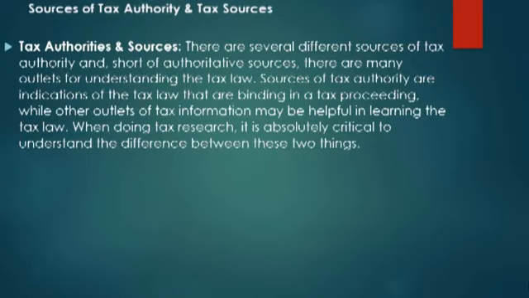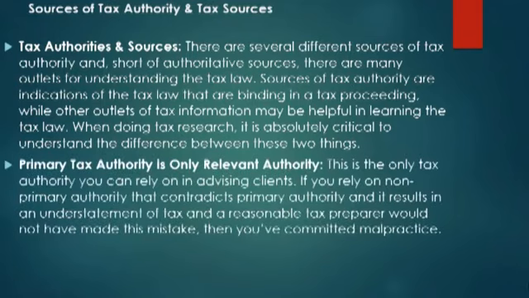Sources of tax authority are indications of the tax law that are binding in a tax proceeding, while other outlets of tax information may be helpful in learning the tax law. When doing tax research, it's absolutely critical to understand the difference between these two. So primary authority is the only real relevant authority for purposes of tax litigation, and really when you're under audit and such, the primary authority is what you should be relying on most heavily for your positions, for arguing your positions.